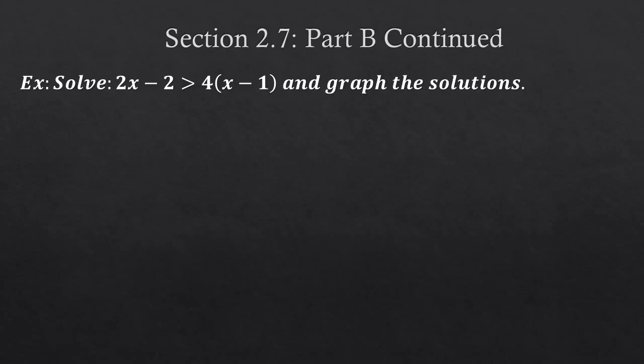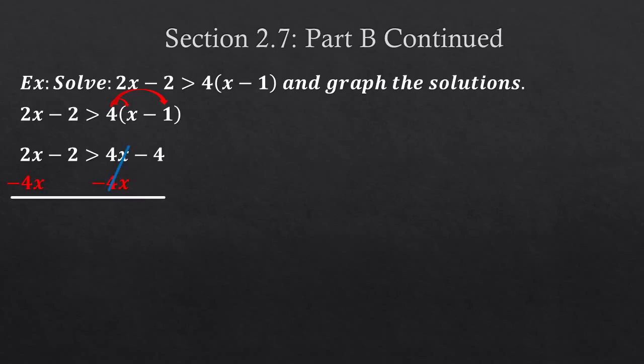Here, we need to distribute first. So multiply everything in there by 4. I'm going to move the 4x to the left-hand side by subtracting 4x on both sides. Combining positive 2 with the -4, unlike signs, -2x. Bring my -2 down, bring my inequality sign down, bring my -4 down. Add 2 to both sides.